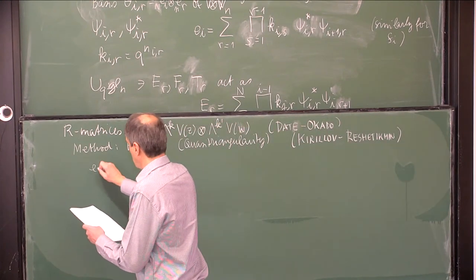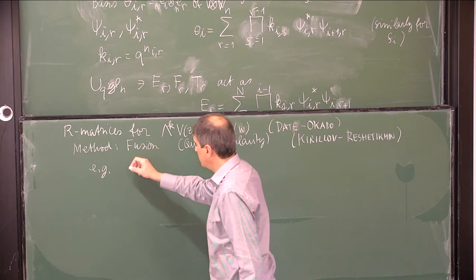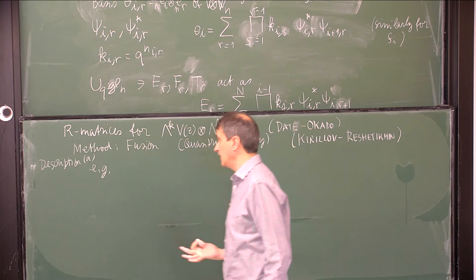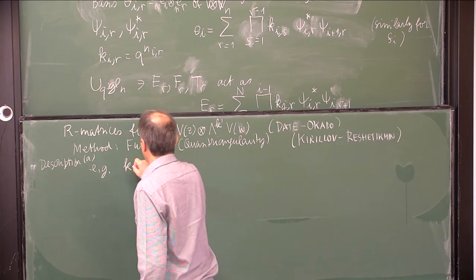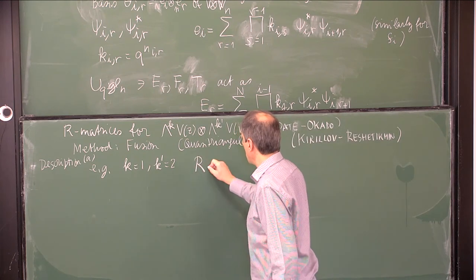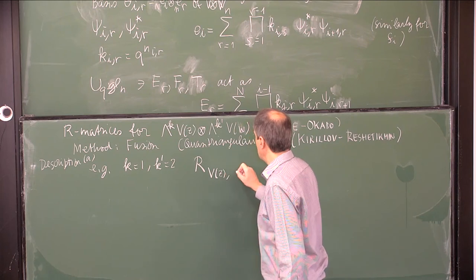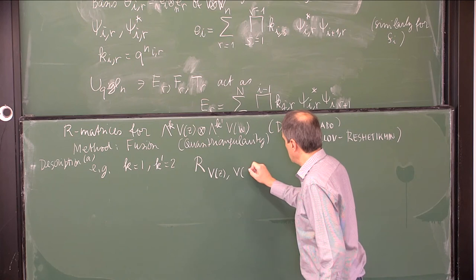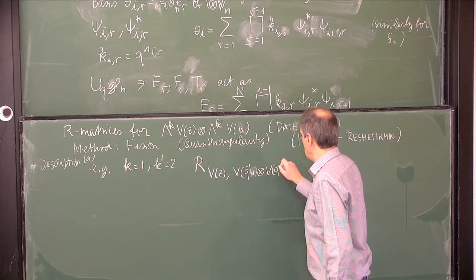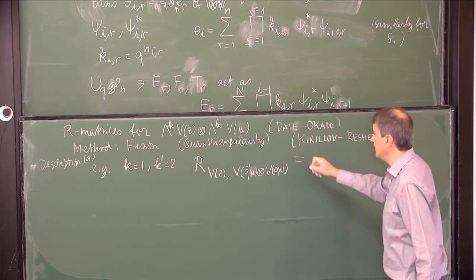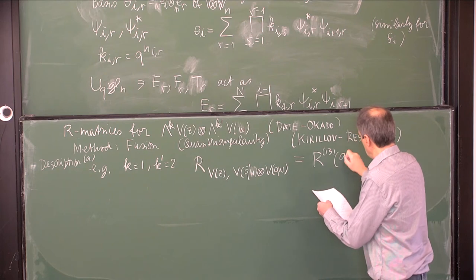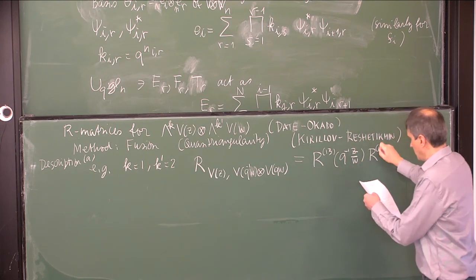And so let me explain it in one example, because it's easier. So first of all, you start, so here we use the description as a quotient of the tensor product of representations. Here you have k equal 1, k prime equal to 2. Then you first consider the R matrix for V(z) tensor the product, say, V(qw) tensor V(q^{-1}w), and by the quasi-triangularity, you know that it is a product of R matrices. It will be R13(q^{-1}z/w) R12(q z/w).